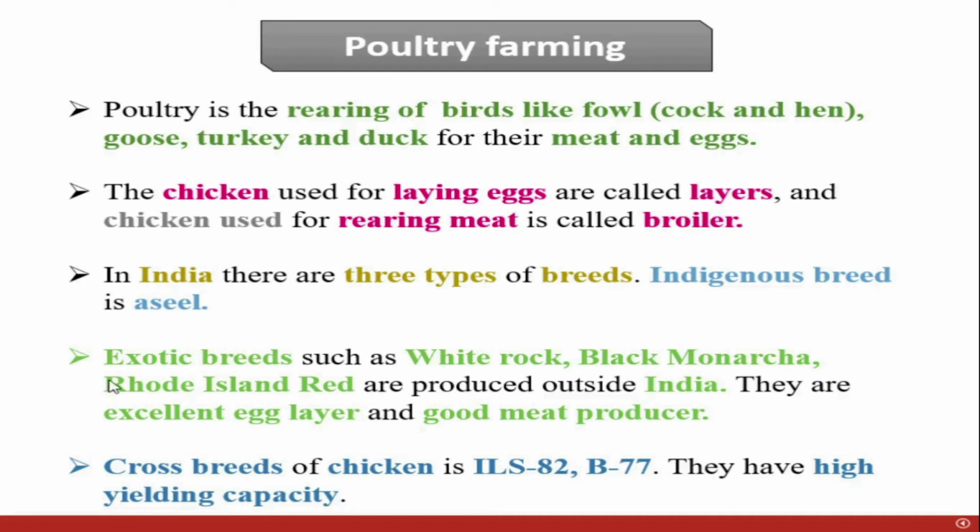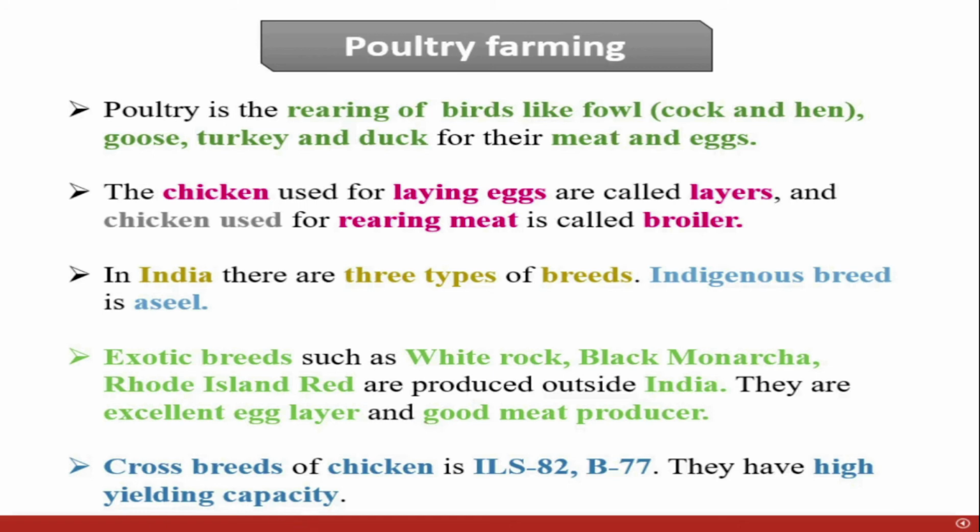Then next one, exotic breeds. It's nothing but breeds imported from other countries. Exotic breeds such as White Rock, Black Monarch, and Rhode Island Red are produced outside India. They are excellent egg layers and good meat producers. So these kinds of breeds give a greater number of eggs and also a good quantity of meat.